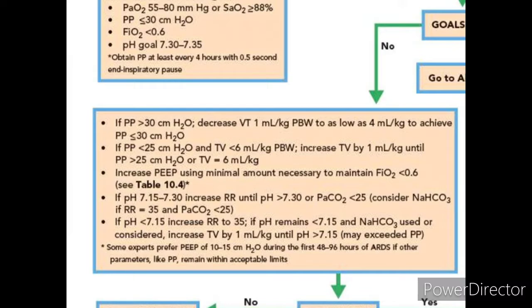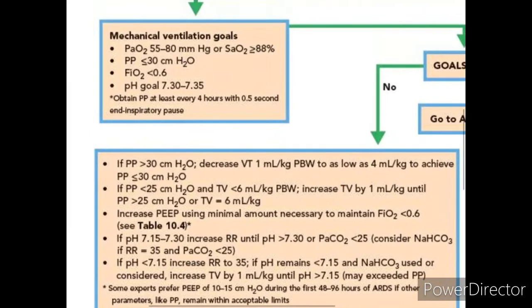If the plateau pressure is more than 30 centimeters of water, it is harmful, so you have to decrease the tidal volume by 1 ml per kg to as low as 4 ml per kg to achieve a plateau pressure of less than 30. If the plateau pressure is less than 25 centimeters of water and the tidal volume is less than 6 ml per kg predicted body weight, then you can increase the tidal volume by 1 ml per kg until the plateau pressure is more than 25 centimeters of water, if the other parameters are not met within this.